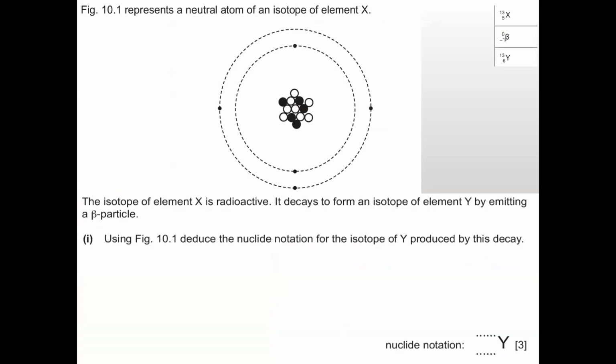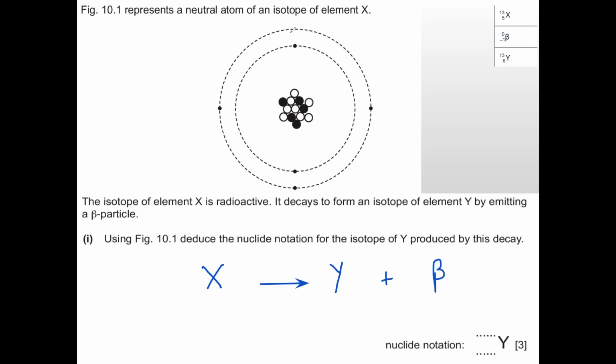Figure 10.2 represents a neutral atom of an isotope of element X. The isotope of element X is radioactive. Radioactive means it can emit radiation such as alpha, beta and gamma. It decays to form an isotope Y by emitting beta. Using figure 10.1, deduce the nuclide notation for isotope Y produced by this decay. So basically, first this is X, and X turns into Y by emitting a beta particle. That is what happened.